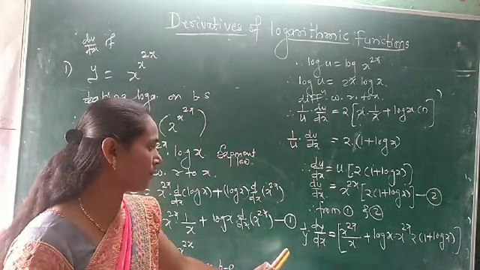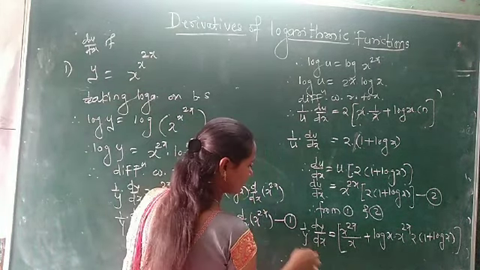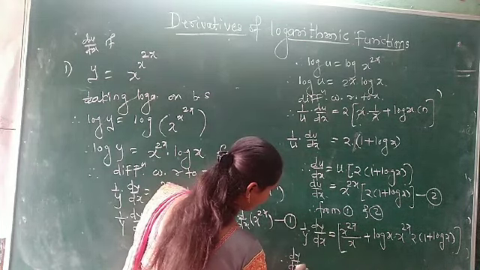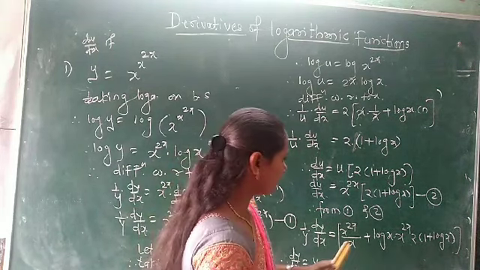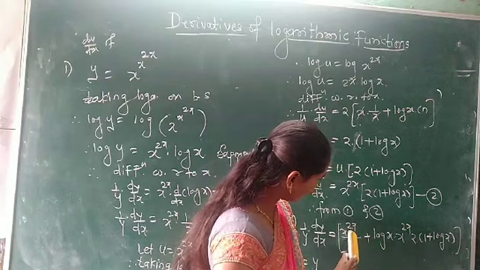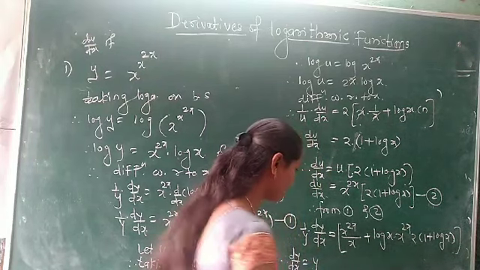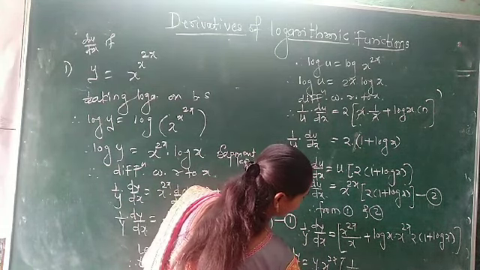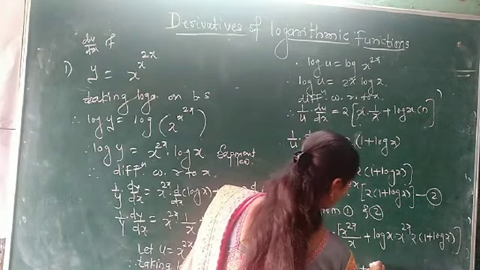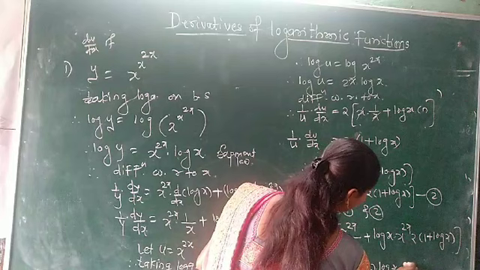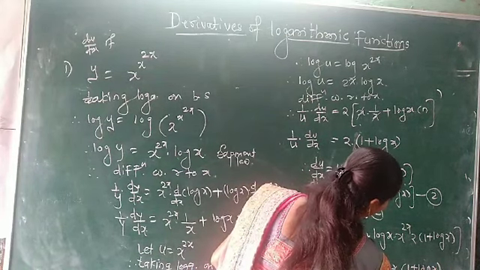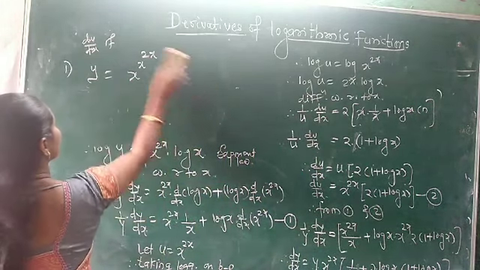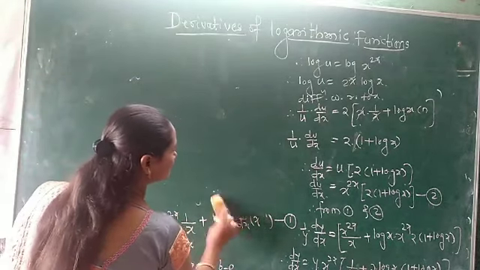So we have to find dy upon dx. So this y here in the denominator goes to the other side as a numerator. Therefore dy upon dx is equal to y into, and now on this side we take x raised to 2x common from these two terms. So here y into x raised to 2x, and in the bracket we get 1 upon x plus 2 into log x into 1 plus log x, and put the value of y. What is the value of y? Use this value.